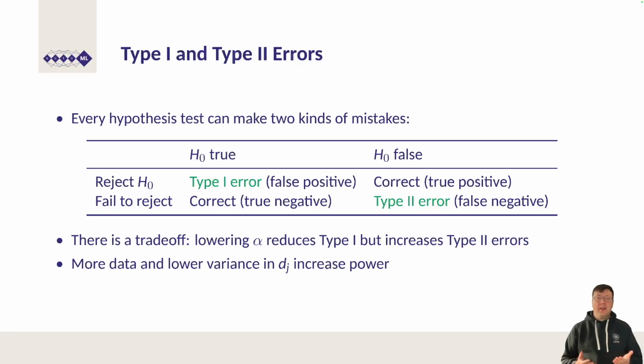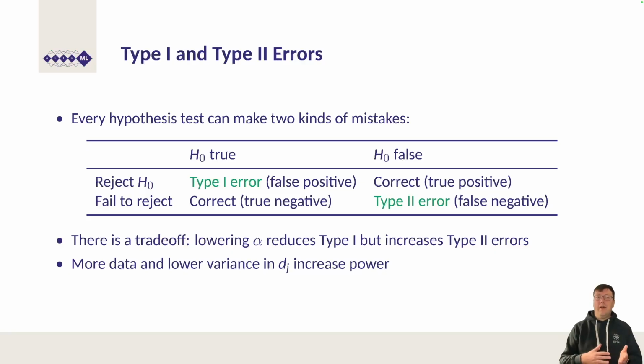Every hypothesis test can make two kinds of mistakes, and it is important to understand both. A type 1 error occurs when we reject H0 even though it is true. We conclude that the difference exists when in fact there is none. This is a false positive. The significance level alpha directly controls the probability of a type 1 error.